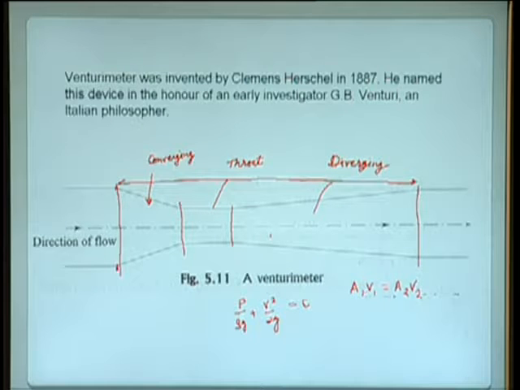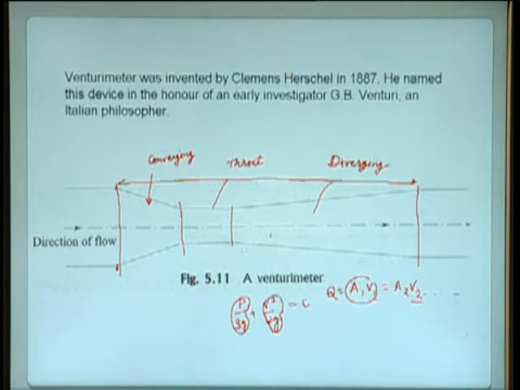So, if the area is changed, then V1 and V2 will be changed. If V1 and V2 are changed, then this term, the velocity head, is changed. When the velocity head is changed, then P over rho g is also changed. And if this P over rho g can be measured and related to this velocity, and velocity multiplied by area is what? Basically discharge. So, this Venturimeter is based on a simple principle.